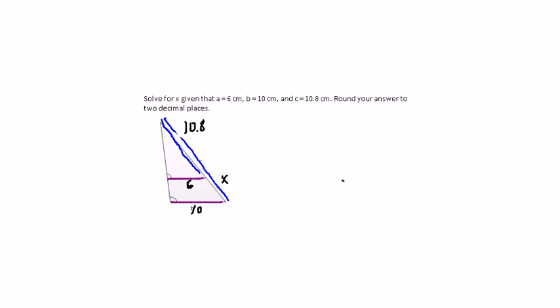So we can make up a proportion. The proportion will be that the 6 is to 10, okay, the lengths of the two purple sides. The ratio of 6 to 10 is the same as the ratio of 10.8 to the whole 10.8 plus X. That makes up that longest side there.